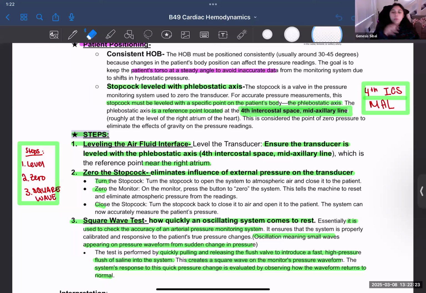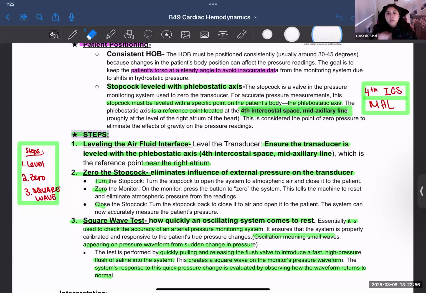So basically, when we are leveling it, we are trying to make sure that it's at a specific point so that we can provide the most accurate data. The reason we do this is because it's roughly at the level of the right atrium of the heart. Basically, this is considered the point of zero, to eliminate any effects of gravity on pressure readings. That's why our external environment can affect these readings. So that's why studies, research, and evidence based practice tell us this point is exactly where we can level it.